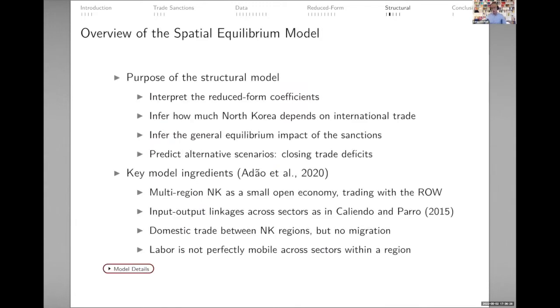So the purpose here is we want to have an interpretation of the reduced form coefficients where we can try to infer the general equilibrium impact of the sanctions on the North Korean economy, and also use that to predict some alternative scenarios. For example, what's going to happen if North Korea has to close their trade deficits. We borrow the model from Adao's 2020 paper and make several assumptions about the economy. Notably, while we don't allow for migration across regions, we're going to allow labor to be mobile imperfectly across the sectors within a region for the analysis.